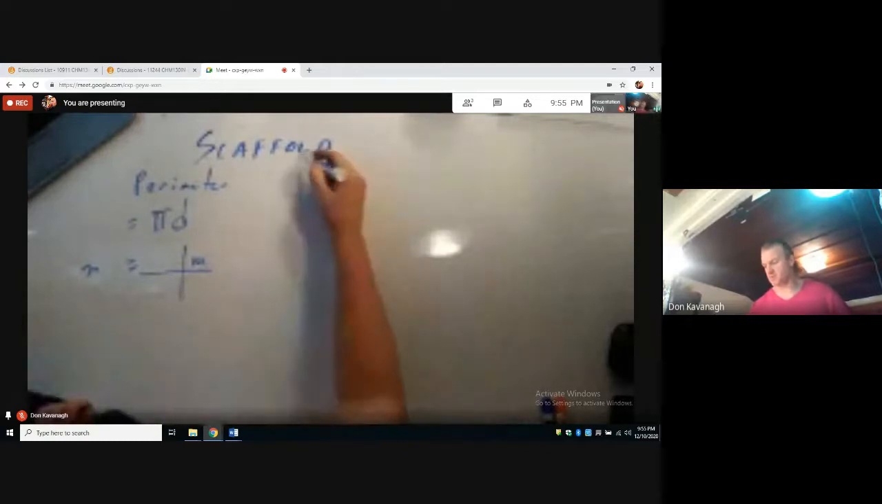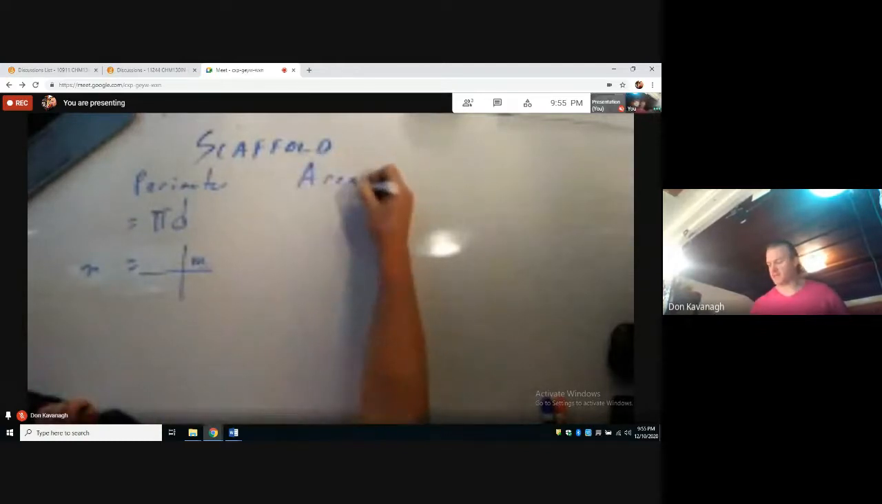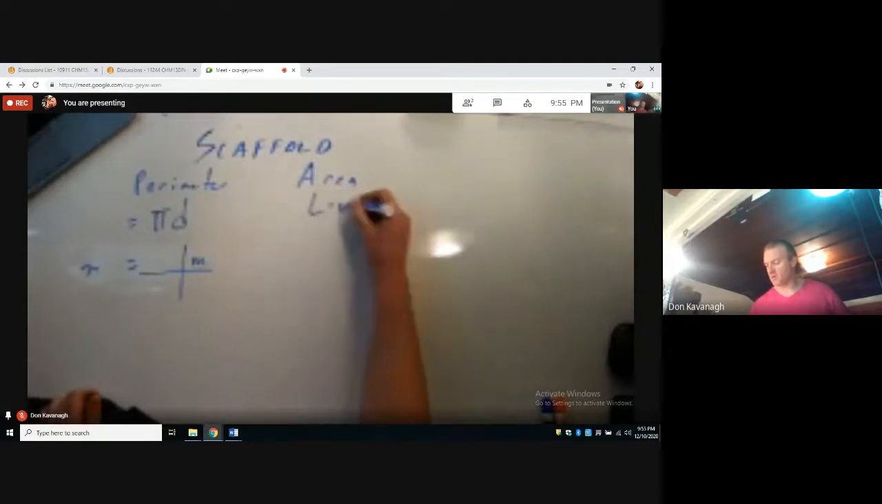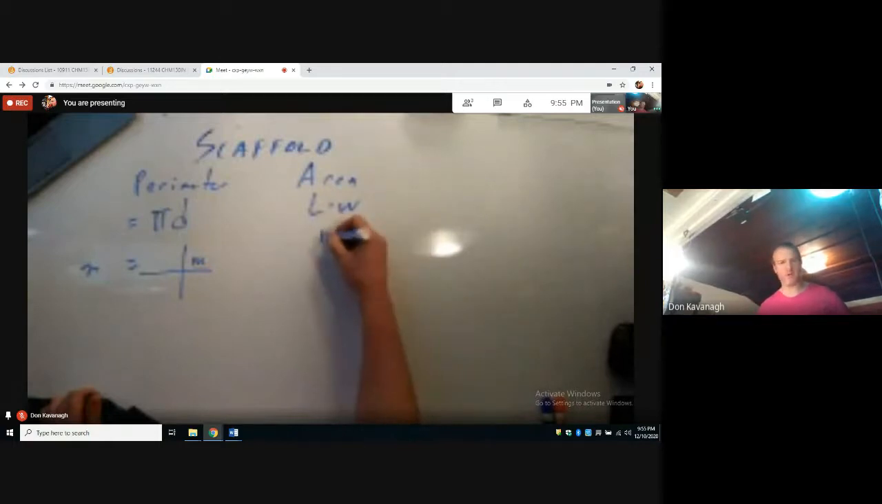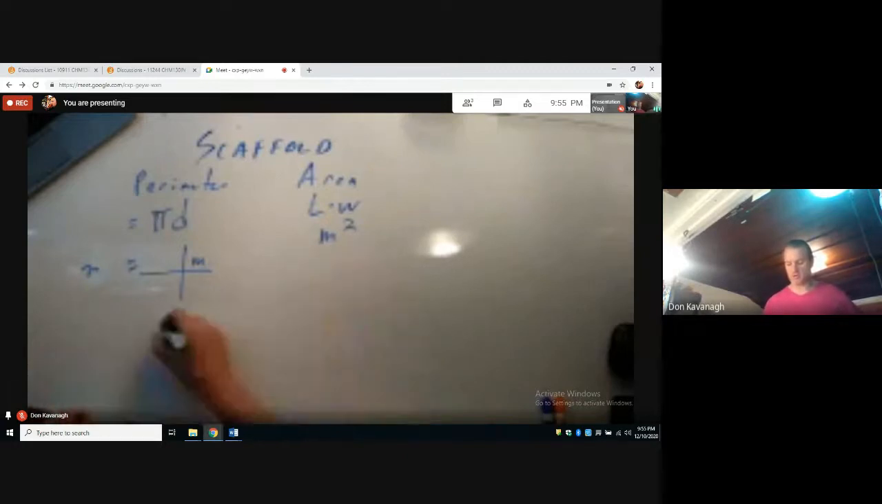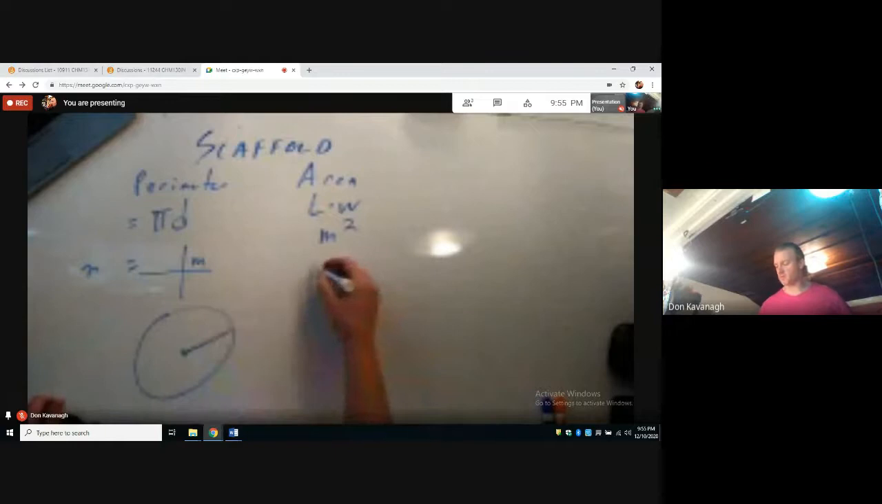The area of a circle. Now an area has to be the length times the width, or meters squared. We agree on that. The area of anything, circle, square, octagon, has to end up being in meters squared. For a circle, we say the area is pi r squared.